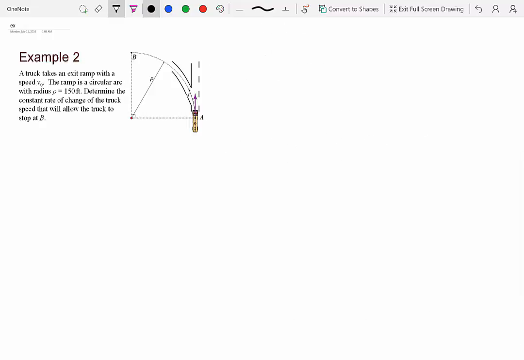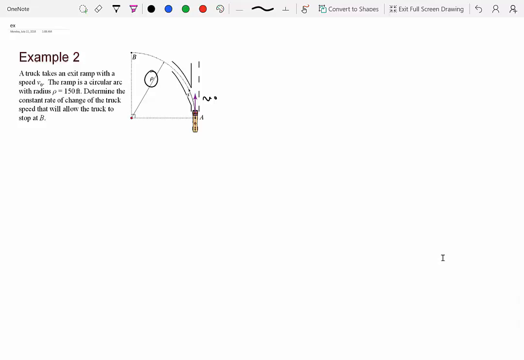So this is an example where we will clearly need to use the tangent normal coordinate system, because if you read the problem, there is a truck that is taking an exit ramp with a speed v0, so its initial speed is given to you, which is v0. The ramp is a circular arc with radius rho equal to 150 feet. It's a constant radius turn. Determine the constant rate of change of the truck speed that will allow the truck to stop at B.